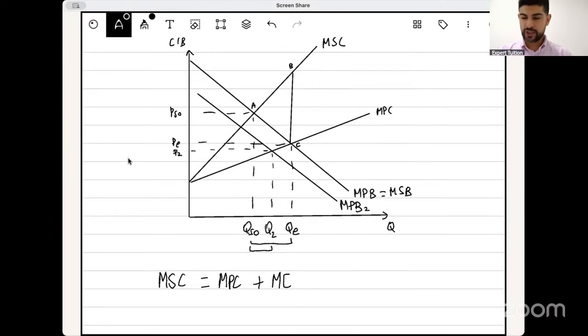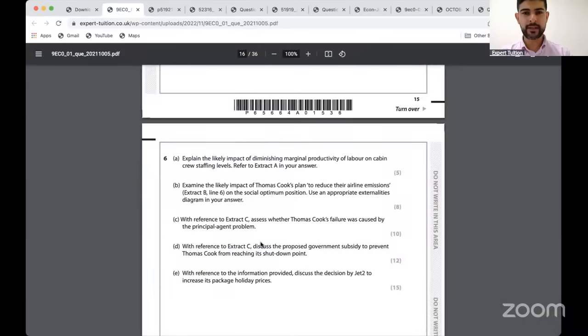There's another disgusting question that I want to quickly talk about out loud in that paper, and then we can move on to other topics, which is the 10 marker. The 10 marker, it's just proper unnecessary, was the following. It said, with reference to extract C, assess whether Thomas Cook's failure was caused by the principal agent problem. Yikes, yeah? Okay, let's revise.